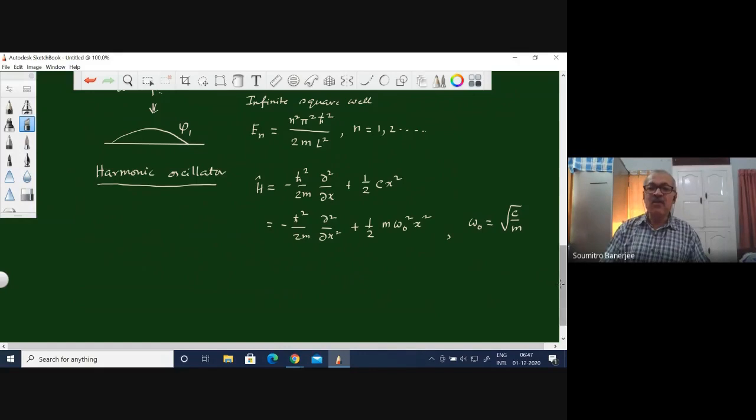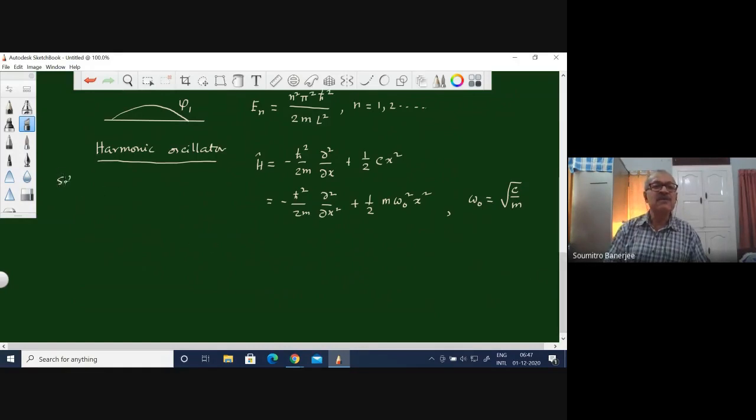And here also the solution was of the form psi i of x and t: psi i of x times e to the power minus i E i t by h cross. This is a theme that runs through. And in this case, the energy levels E i are given by n plus half, which is something you learned last year, n plus half h cross omega naught.